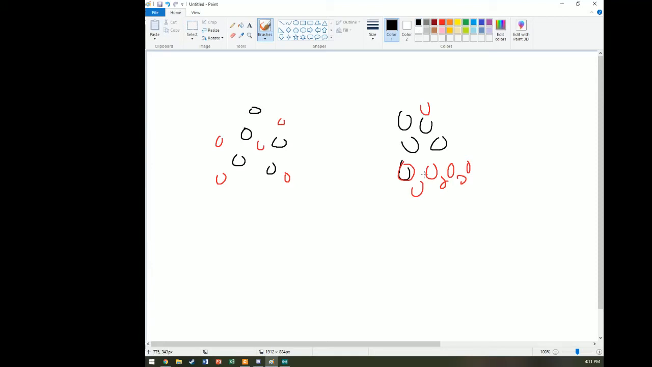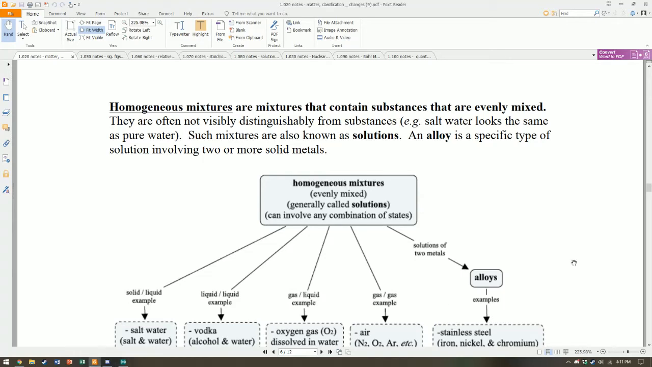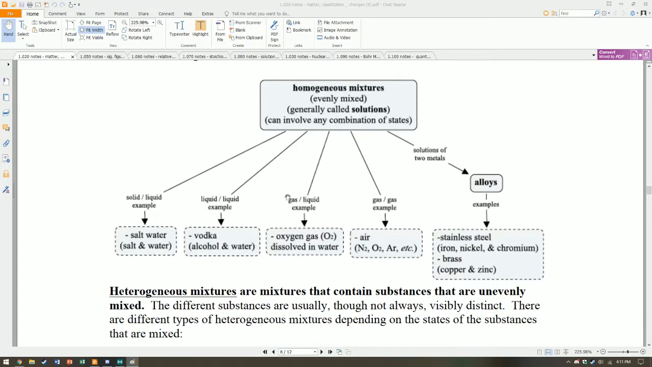Like you can clearly see here, this is evenly mixed, this is unevenly mixed. So that's sort of what I mean by that. Now just open a new paint window so I have it ready for the next time.